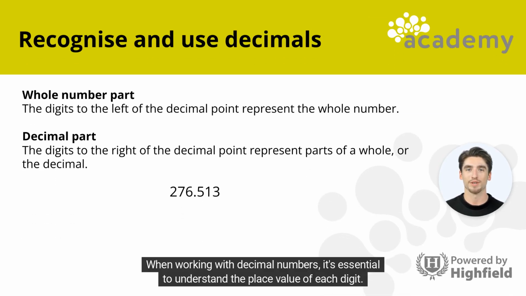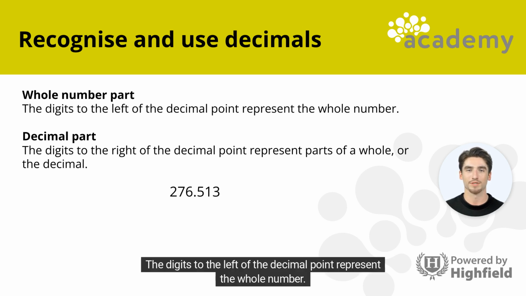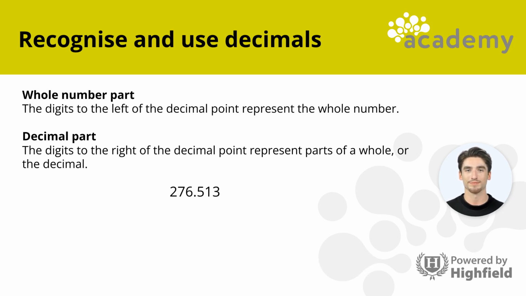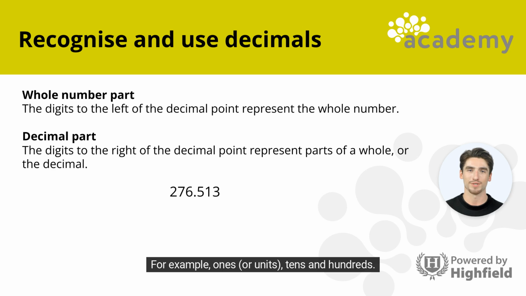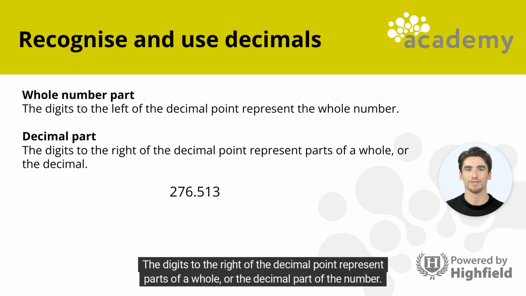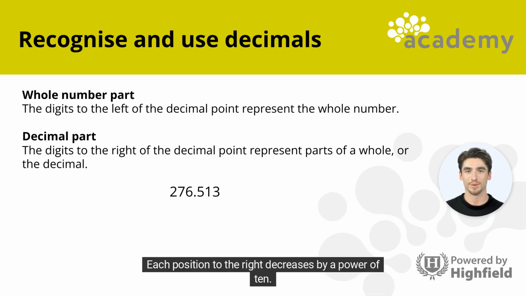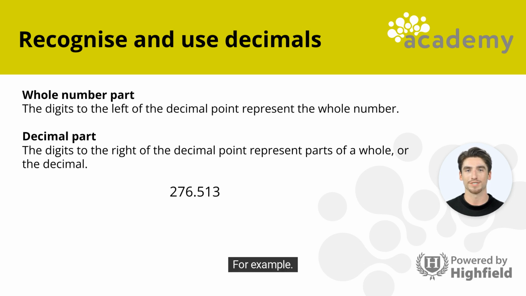When working with decimal numbers, it's essential to understand the place value of each digit. Here's a breakdown to help you. The digits to the left of the decimal point represent the whole number. Each position to the left increases by a power of 10. For example, ones, or units, tens and hundreds. The digits to the right of the decimal point represent parts of a whole, or the decimal part of the number. Each position to the right decreases by a power of 10. For example, tenths, hundredths, and thousandths.